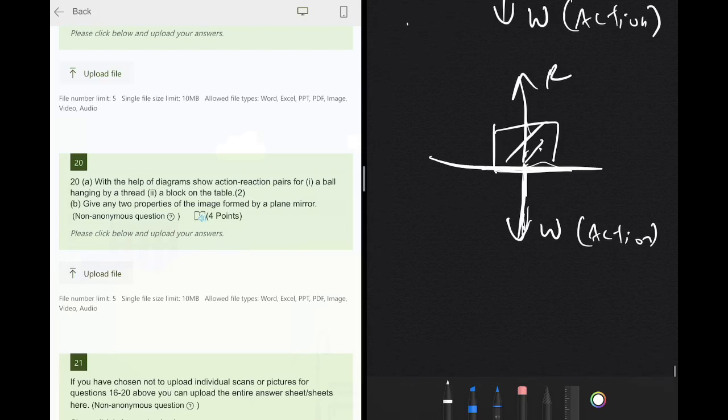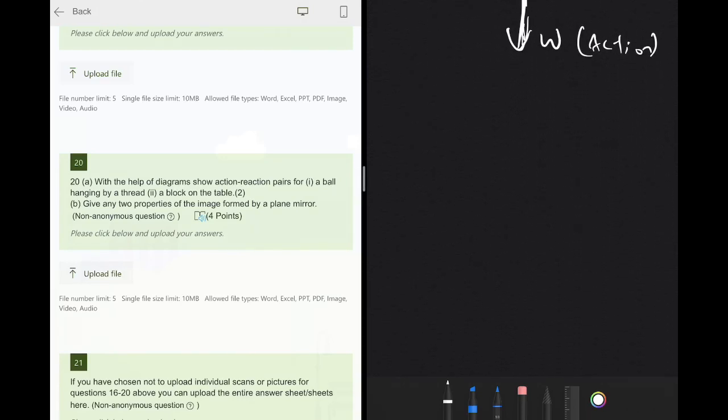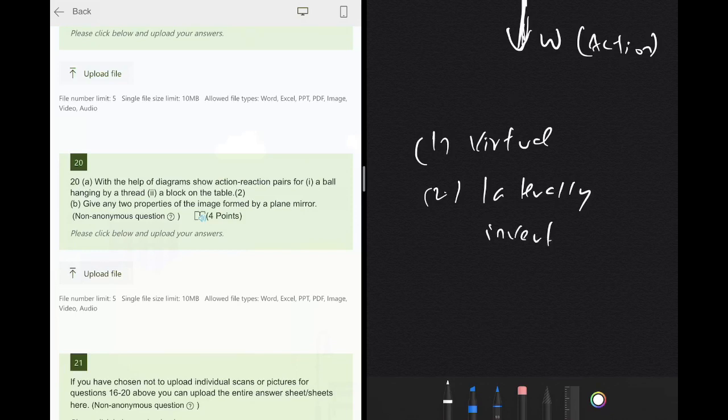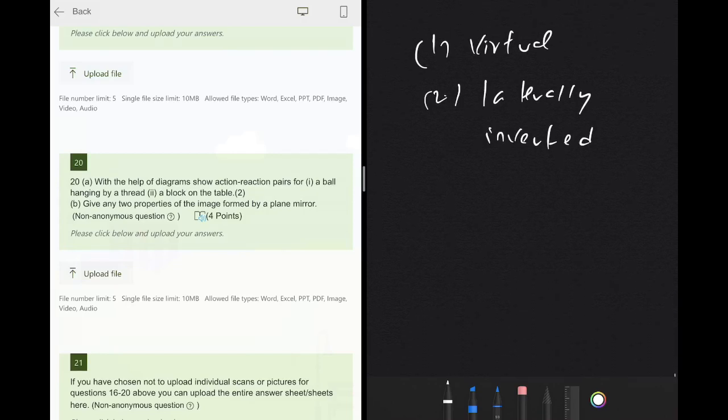And give any two properties of image formed by a plane mirror. You could write it is virtual and it is laterally inverted. But you could also write it is at the same distance from the mirror as the object, and you could also write size of the image is equal to the size of the object.